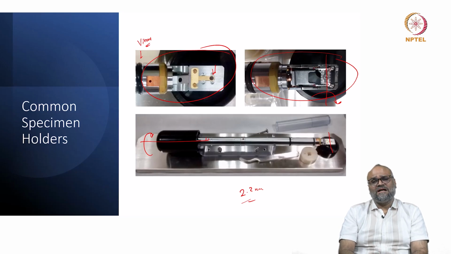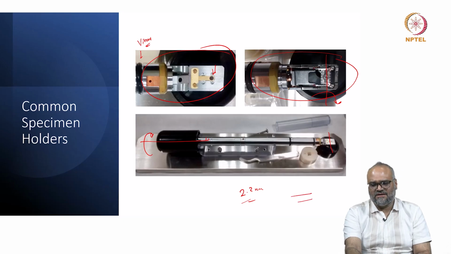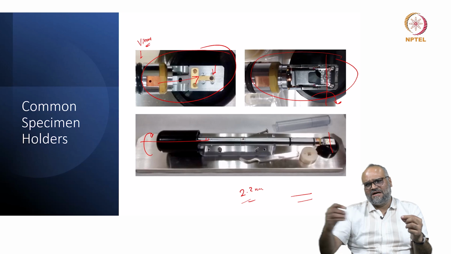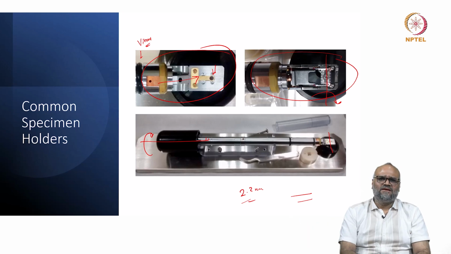You might be using some tomography holders where you want to fix a needle in the tip of the holder. So you might use needle shaped specimens with diameter less than 1 millimeter at the base, and it might narrow down to less than 50 nanometers at the tip. So there are different kinds of holders.